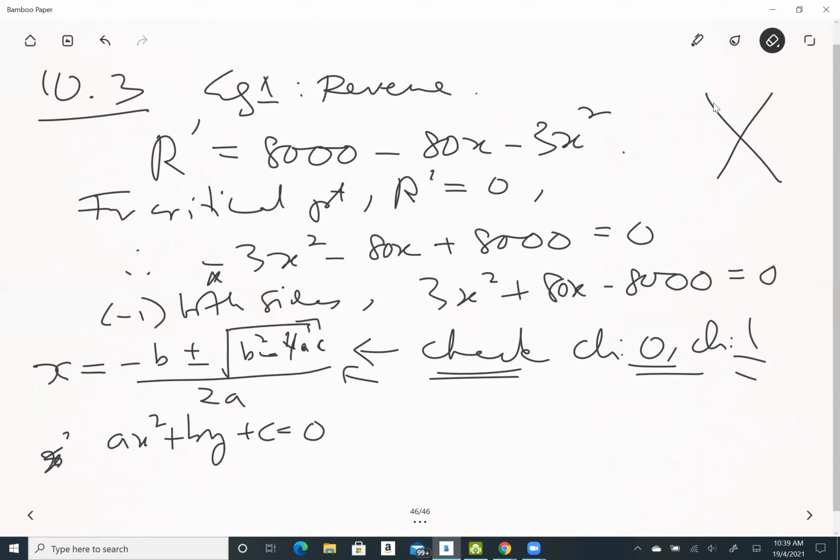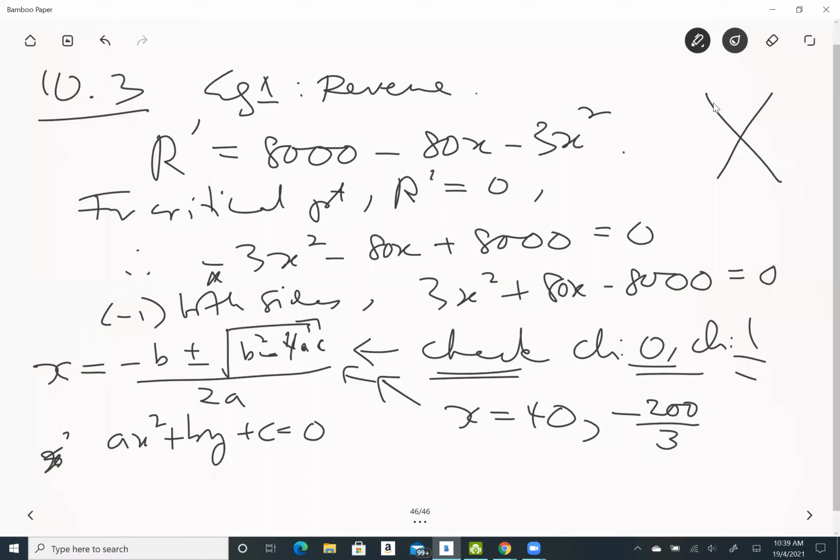The two jump. Okay, you check this one. Use the formula. You will get x equal to 40, and then x equal to negative 200 over 3. So one is a positive value, the other is negative.